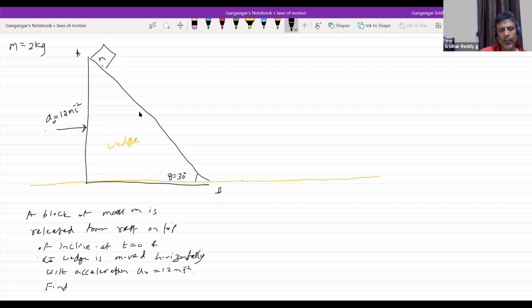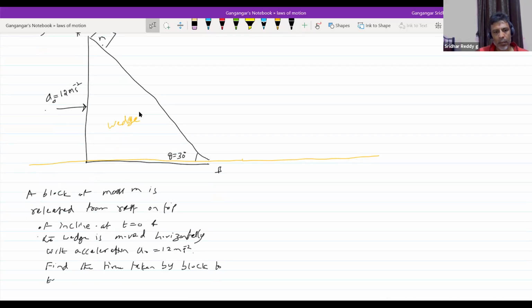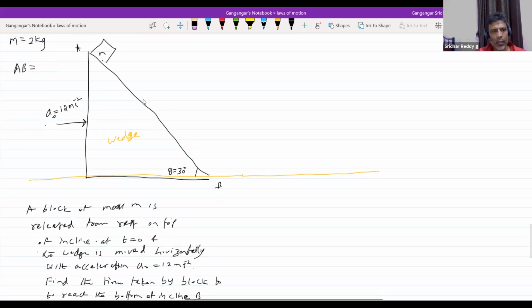Find the time taken by the block to reach the bottom of the incline B. So here AB equal to 16 meter. Okay, you take some calculation.